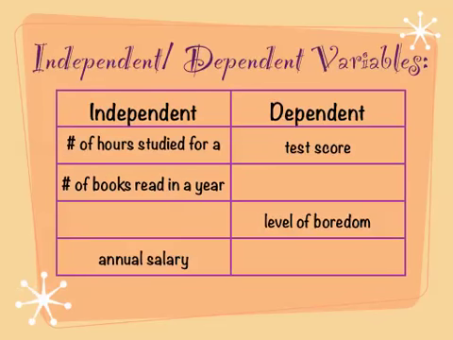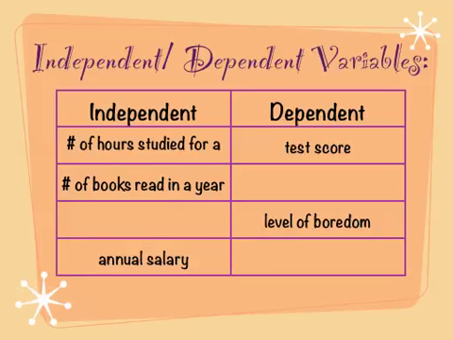Examples of independent and dependent variables. Notice on the left column I have independent variables. On the right column I have dependent variables. The first independent variable says the number of hours studied for a test is what it should say. Test didn't get in there. And the dependent variable, or what depends on the number of hours you studied for a test, would be your test score. So the next example, we are given the independent variable, the number of books read in a year.